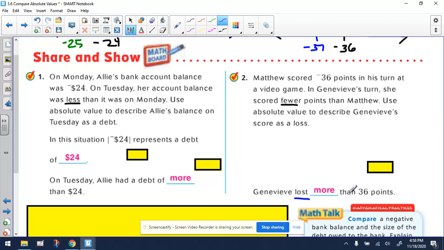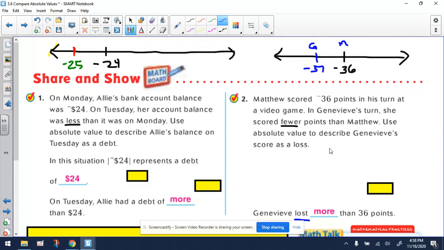She lost more points. All right, so I think that's a pretty good start to getting used to how to handle these questions on lesson 3.6. Always graph the situation and always stop and think about what they're asking and be very careful with the wording because they're talking about debt here, they're talking about loss. So hopefully you did find this video helpful for lesson 3.6.